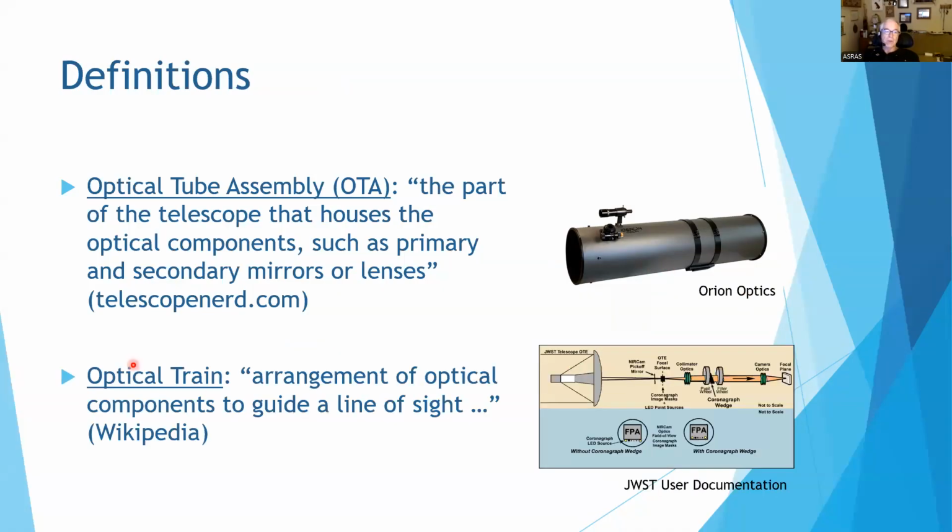The other term is optical train, which is an arrangement of optical components to guide a line of sight or a laser. This definition continues; I deleted the laser from Wikipedia. And this is an optical train down here from the James Webb Telescope. It's the optical train of the near infrared camera of the James Webb Telescope. So this is the path light takes through the James Webb until it gets to the imaging sensor. But that's how an optical train would be drawn. So those are terms that are going to come up periodically for the rest of the talk.